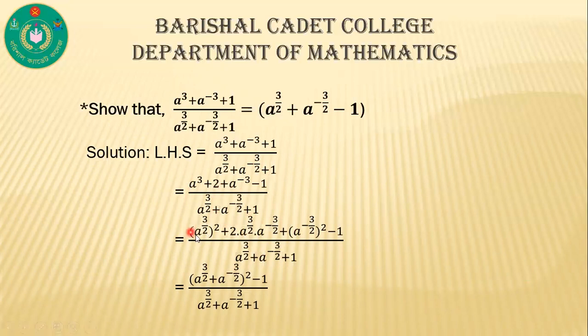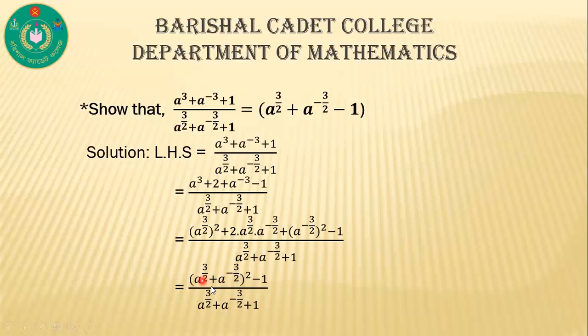Now we see here a square plus 2ab plus b square is equal to (a plus b) whole square. Here a means a to the power 3 by 2 and b means a to the power minus 3 by 2, and minus 1. Here (a to the power 3 by 2 plus a to the power minus 3 by 2) plus 1. Now another formula. Here a square minus b square. We know a square minus b square is equal to (a plus b) into (a minus b).